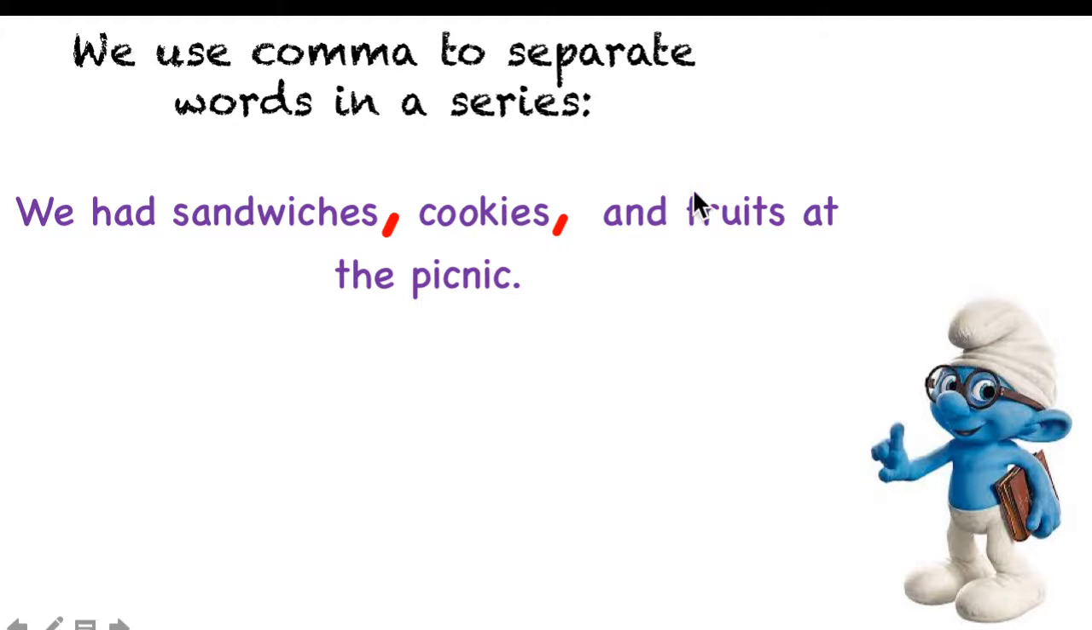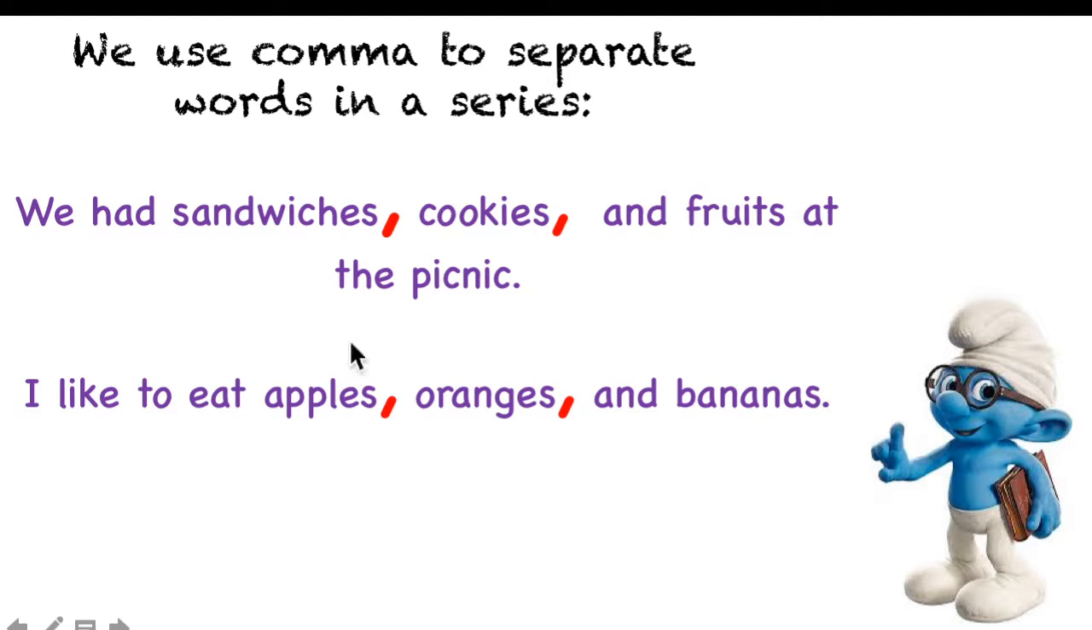The last comma must be in front of the word and. I like to eat apples, oranges, and bananas. These are three kinds of fruits that I like to eat. So these are the words in the series, okay? We have to separate them using the commas again. Apples, oranges, and after the word and, we don't use any more commas.